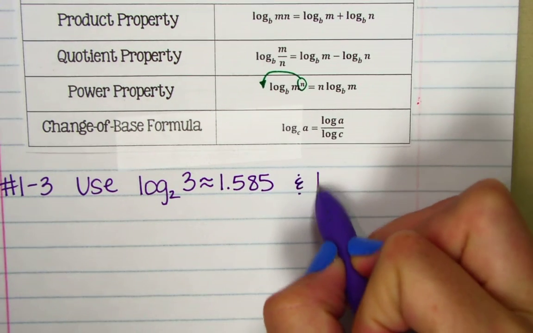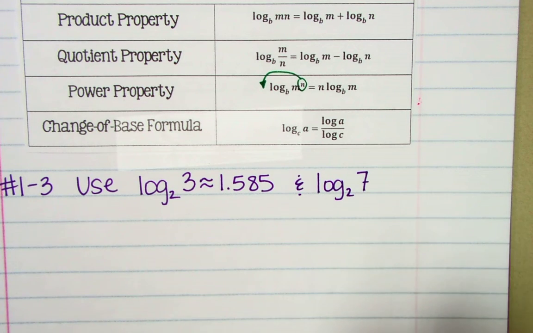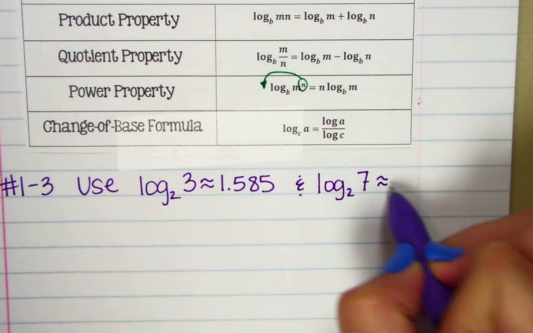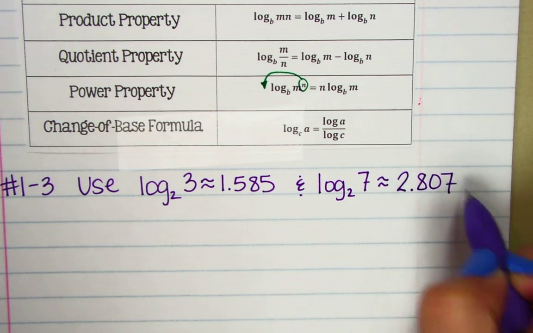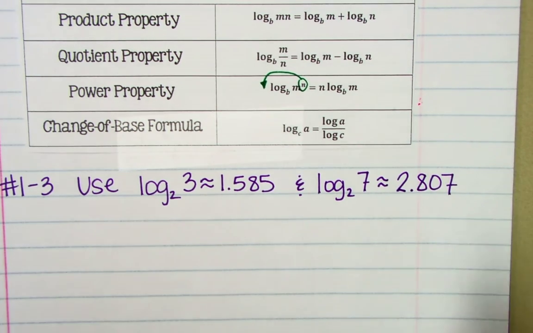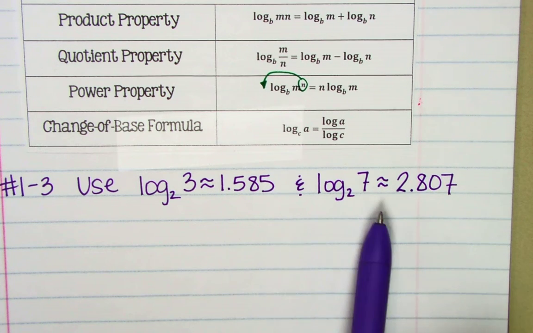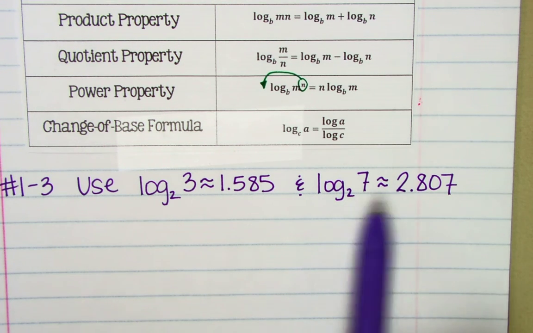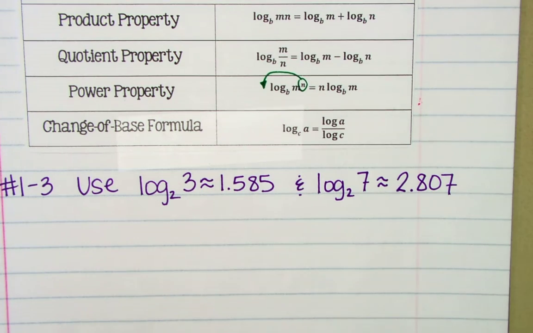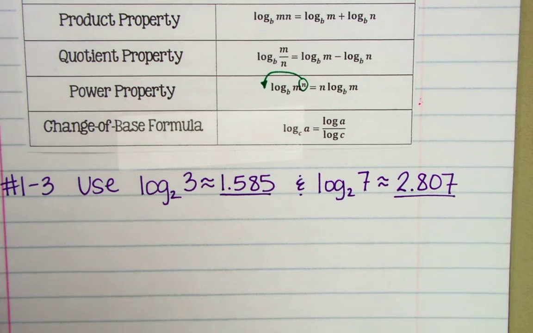They're also going to tell us log base 2 of 7. They're just going to define a couple of them for us to use in the next few problems. That one is approximately 2.807. They're decimals because no whole number power of 2 gives me 3, and no whole number power of 2 gives me 7. 2 to the third power gives me 8. The 2 to the 2.807 gives me 7. These are the numbers that we're going to use in our problems here. They've given it to us.